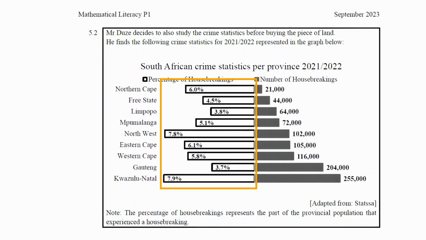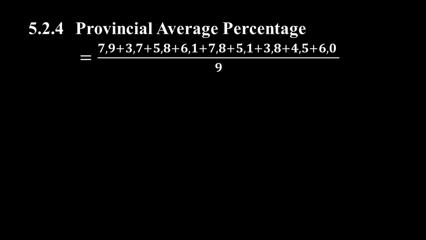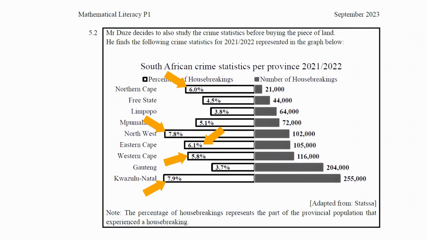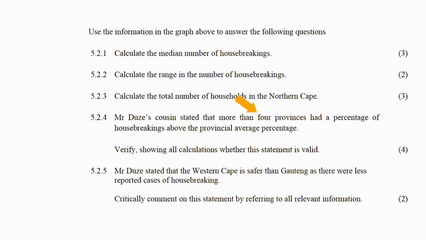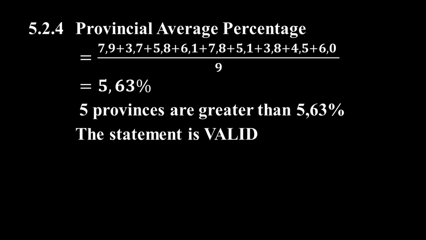It is calculated by finding the sum of the values in a dataset divided by the number of values in that dataset. This will then be the sum of the percentages of all the provinces divided by the number of provinces in South Africa of 9. This will give us an average of 5.6%. Now there are 5 provinces in South Africa that had a percentage of house break-ins above the provincial average percentage. And Mr. Duze's cousin stated that more than 4 provinces had a percentage of house break-ins above the provincial average. This means that the statement is valid.